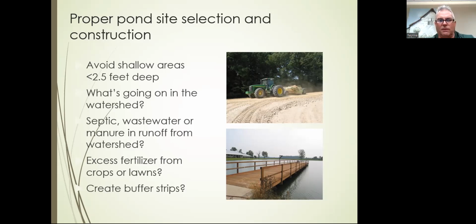Some other things, kind of obvious things, almost all of our ponds are watershed ponds. So they receive runoff from the surrounding watershed or land, hill ponds, if you want to call them that. Whatever's going on in the watershed is obviously going to drain into the ponds during a heavy rain situation. So if there's septic or excessive fertilizer from crops, lawns, this sort of thing, manure, this has a potential to wash into the pond.